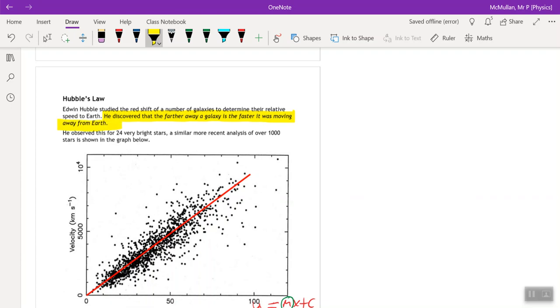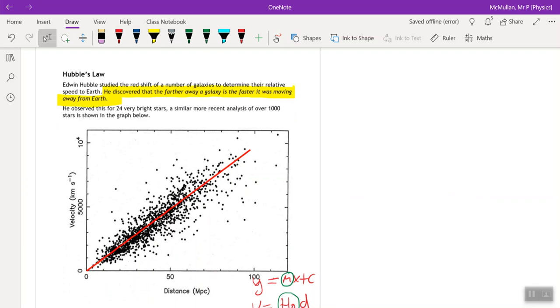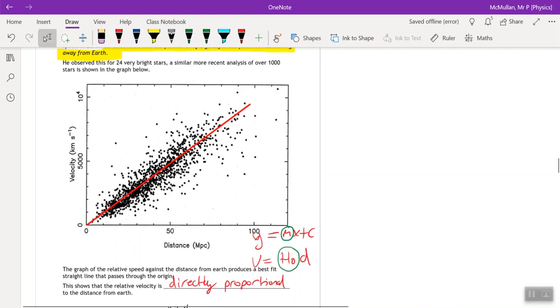He observed this for 24 bright stars, and with more recent analysis over thousands of stars, we can produce the graph below. On the y-axis we have velocity, and on the x-axis, distance. The black dots are the stars and the speed they're moving at relative to their distance from Earth. The unit here for distance is the megaparsec. It's not one that comes up that often, it's just a unit of distance.